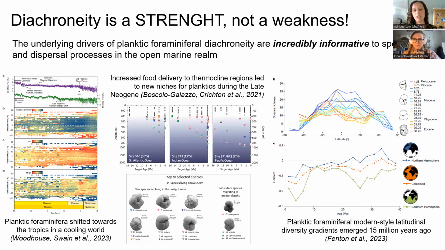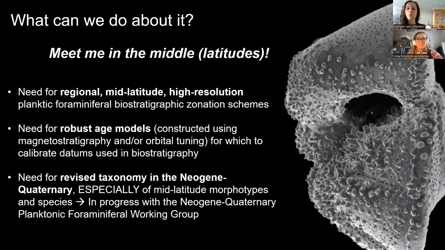So these are kind of the underlying drivers, these patterns of climate that are causing diachroneity. It's not a weakness, it's a strength. Okay, so, but what can we do about it? So this is my plea to all the other biostratigraphers and taxonomists out there to meet me in the middle latitudes. We have a big need for regional, mid-latitude, high-resolution planktic foraminiferal biostratigraphic zonation schemes. So I've kind of showed that throughout this research that I've done. Even if we use the same biozonation scheme at similar sites, those ages may be a bit wrong.